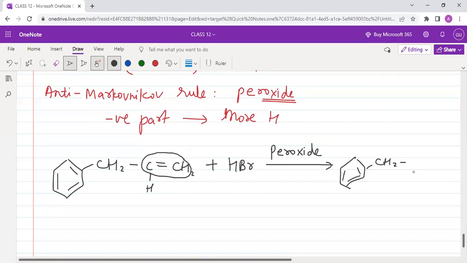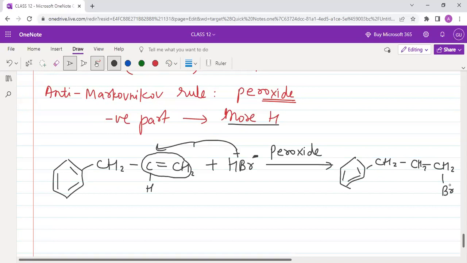Now see, this negative part will go to which carbon? The one which is having more hydrogen. So it will go to the last carbon, CH2, which will become CH2Br. And the hydrogen will go to the carbon atom which is having lesser hydrogen, just the opposite of the previous one. So it will become CH2, CH2, CH2 and Br. Understood?